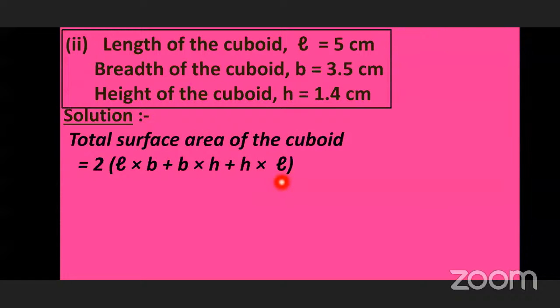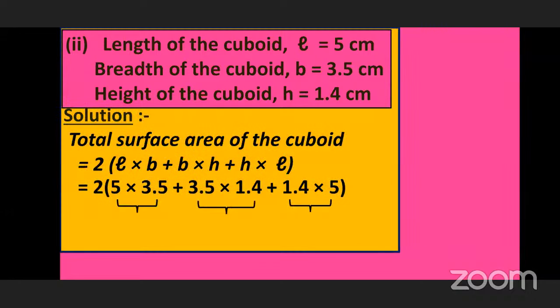Now what we will be doing? We will be substituting these numbers in the formula. Now we are substituting it. See, in the place of length, we will be writing 5. Breadth is 3.5 centimeter. Height is 1.4 centimeter. Again, plus height is 1.4 centimeter, multiply and length is given 5 centimeter. So 5.